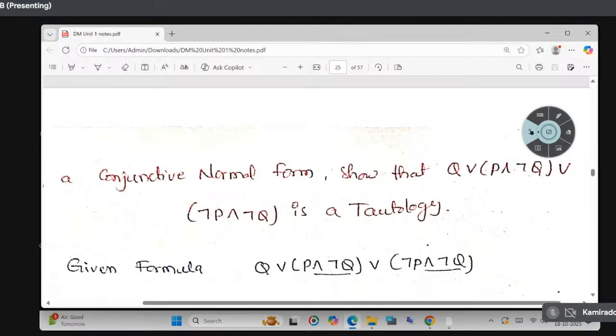The question is: Q or P and negation Q or negation P and negation Q is a tautology, that you have to prove with the help of CNF, that is conjunctive normal form. So how should the values be at the end? Product of sums or sum of products. It has to be in the form of AND form or OR form.